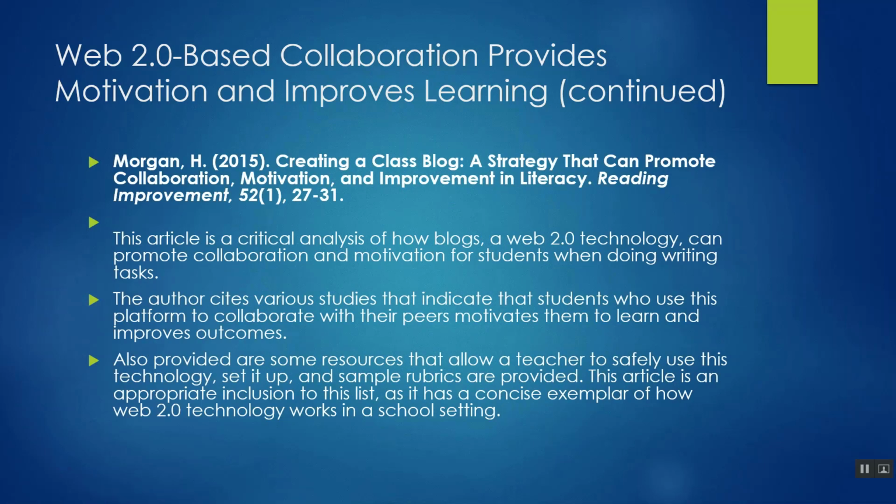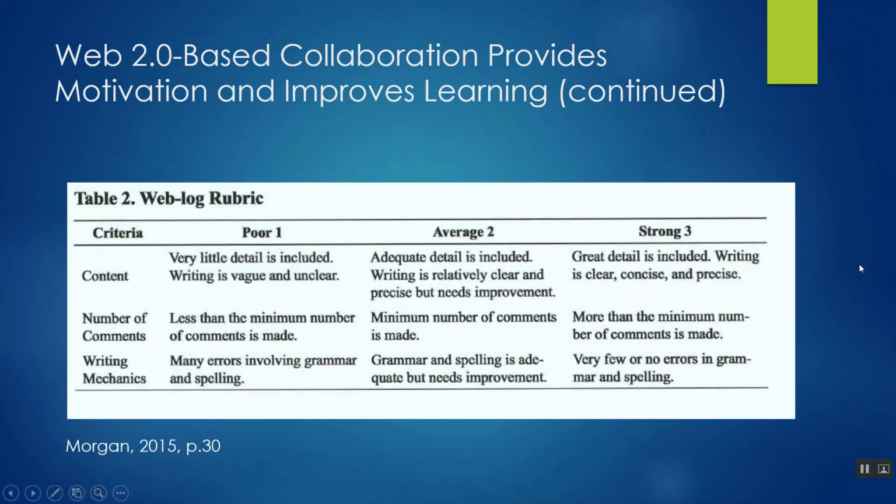This next article is a critical analysis of how blogs, a Web 2.0 technology, can promote collaboration and motivation for students when doing writing tasks. The author cites various studies that indicate that students that use this platform to collaborate with their peers are motivated to learn and improve outcomes. Also provided are some resources that allow a teacher to safely use this technology, set it up. It gives some sample rubrics. This article is an appropriate inclusion in this list as it has a concise exemplar on how Web 2.0 technology works in a school setting. Here is the sample rubric.